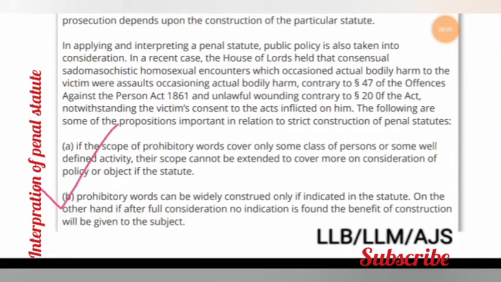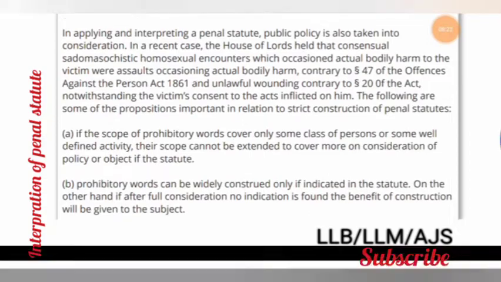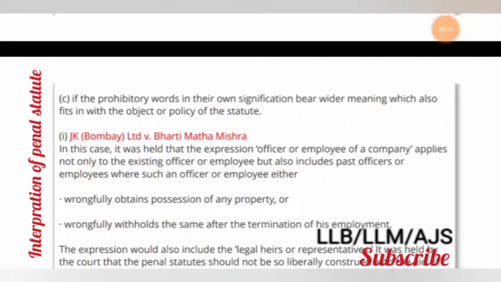Prohibitory words can be widely construed if it is indicated in the statute, only if it is indicated in the statute. On the other hand, if after full consideration no indication is found, the benefit of construction will be given to the subject. Then point C: if prohibitory words in their own signification bear a wider meaning, which also fits in with the object or policy of the statute.